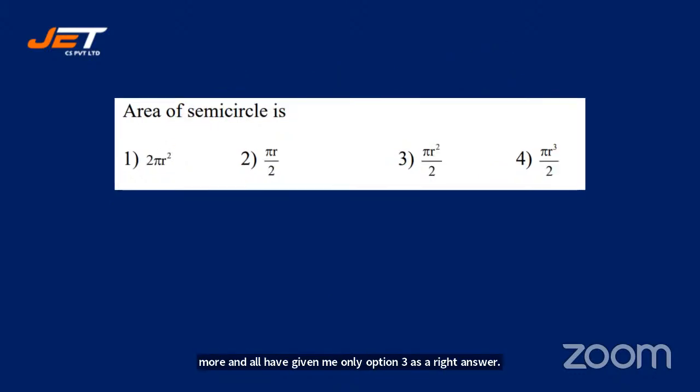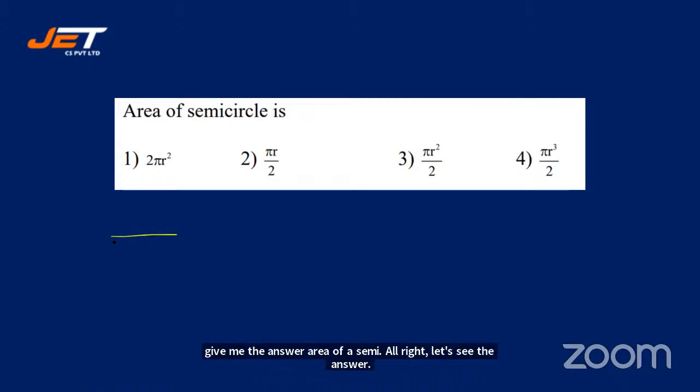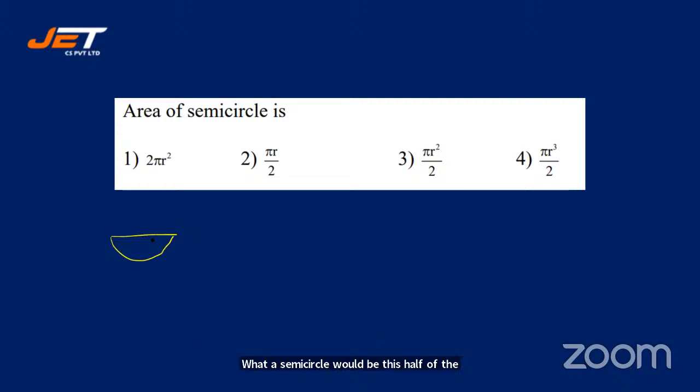What is the area of a semicircle? Quickly give me the answer. Area of a semicircle. All right, let's see the answer. What is a semicircle? It is half of the circle, right? So this is the diameter. This is the radius, isn't it? So what should be the area? You have a formula, in fact. So this is supposed to be the formula. Let's see how many are giving me the right answer.